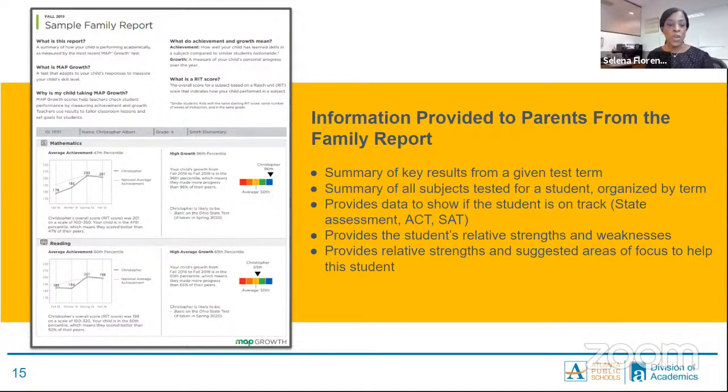So this report is giving you the key results of your child for this particular assessment. It gives you a summary of the subjects that were tested, which for us are math and reading. It also provides data to let you know if your child is on track to be successful on the Milestones, and also on track for ACT or SAT if they are in secondary. The report provides you with strengths and weaknesses for your child, and also helps you to know what you can do at home to help support your child based on this particular piece of data.